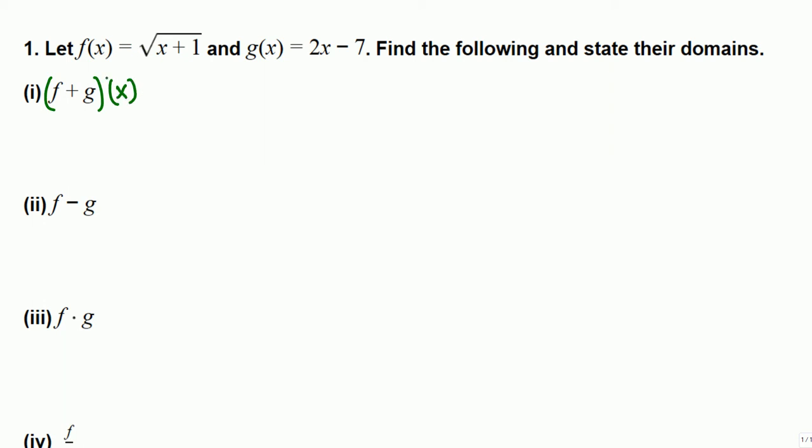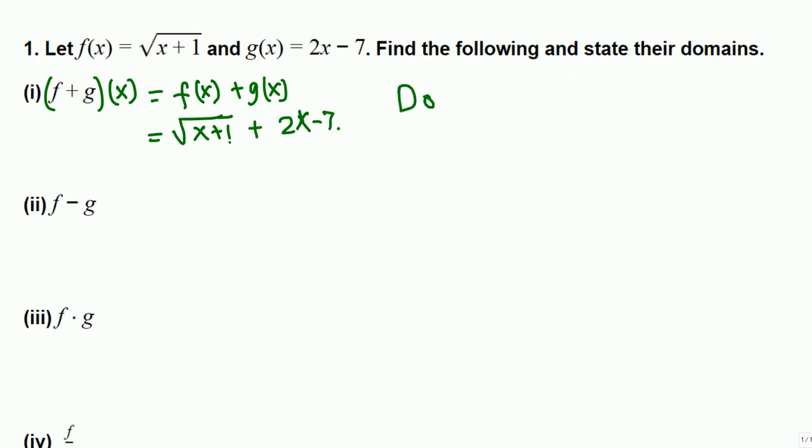x. Okay, the sum of these two functions will be a function of x, so that is in fact just f(x) plus g(x), and f(x) is given by root x plus 1 plus g(x) is given by 2x minus 7. There are three terms and all of them are unlike, so we cannot combine any terms. So this is it, and we need to state the domain of this new function, sum of these two functions.